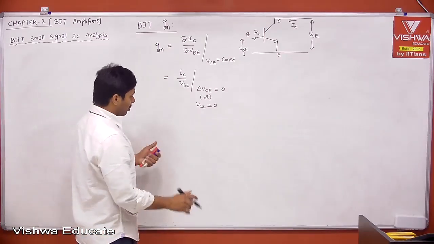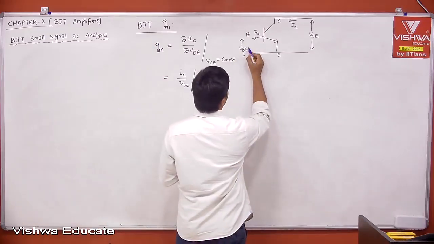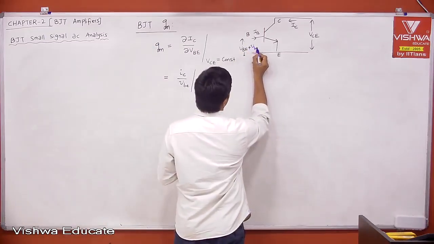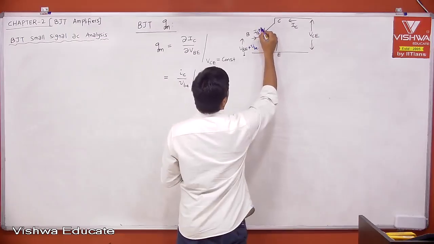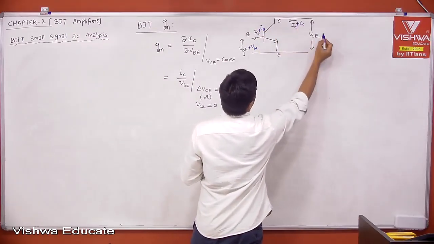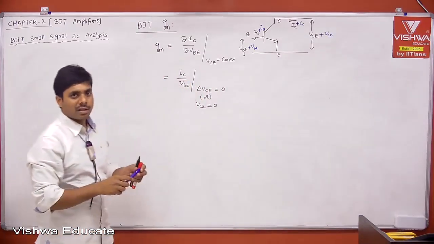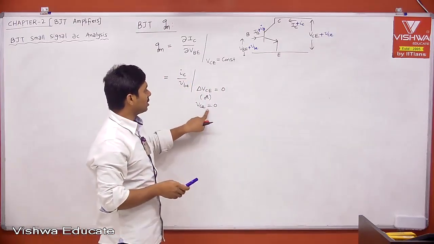Now, that is what people say. Maybe for your understanding, the change on top of DC VBE, you'll have small VBE. The change on top of capital IB, you'll have small IB. On top of capital IC, you'll have small IC. On top of capital VCE, you'll have small VCE. Therefore, what I am saying is small VCE is 0.